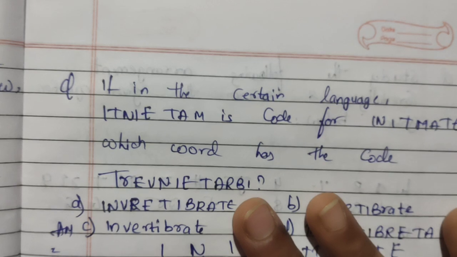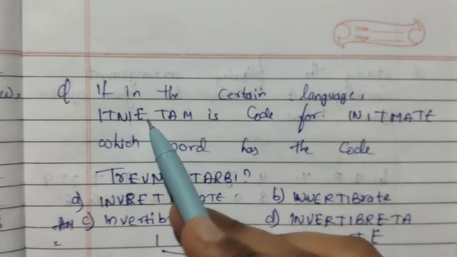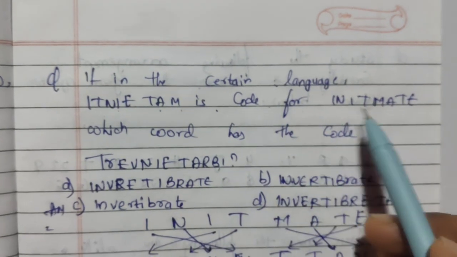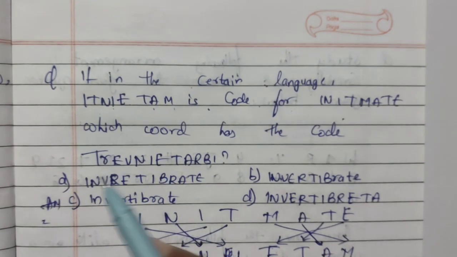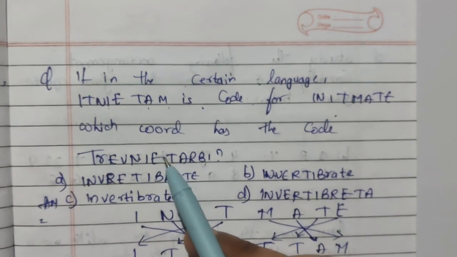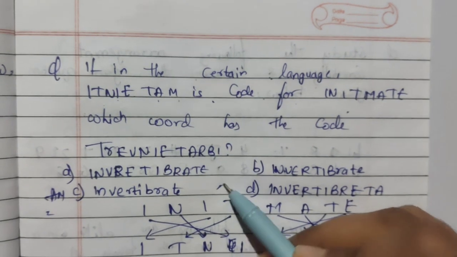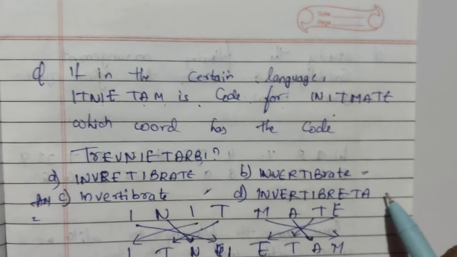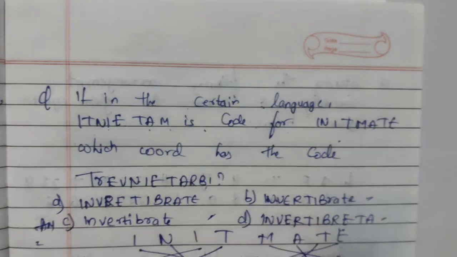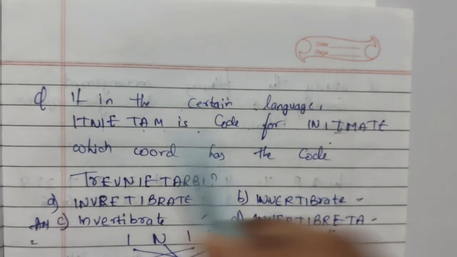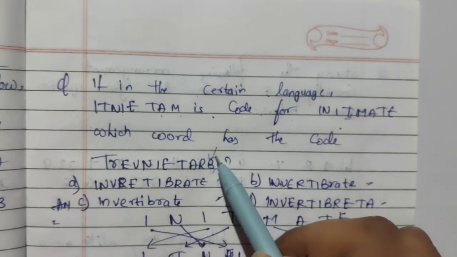Now I will show you another question. If in a certain language INITIATE is coded as TINIMATE, and INVERTEBRATE is coded as, which word has the code TREBNIETARBI? Here some options are given, like invertebrate, invertebrata, and so on. We have to decode this one. If we write the code of INITIATE like this, then what will be the code for this one?